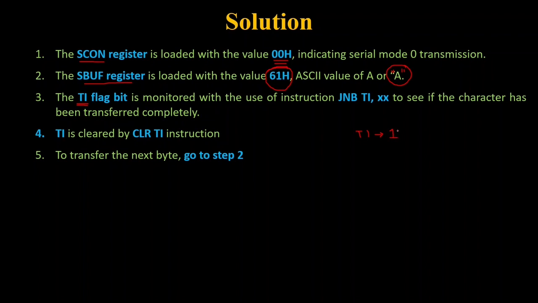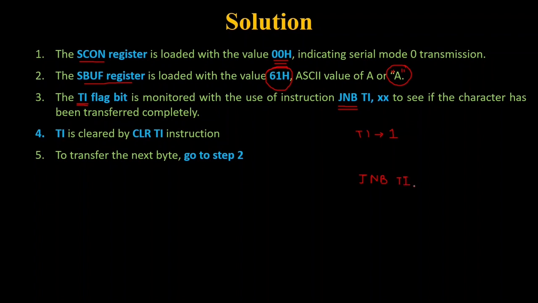Here you can't change the baud rate, right? So how can we check? We already have a familiar instruction, jump no byte, which checks whether the value is 1 or 0, right? If it is set, it is going to come out of the loop. If it is not set, it is not going to come out of the loop. So if you want to check the condition, use jump no byte. We have already seen this. So what is the value we are going to check? We are going to check the register bit TI.